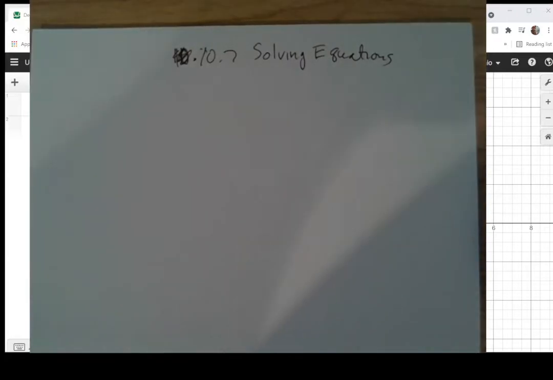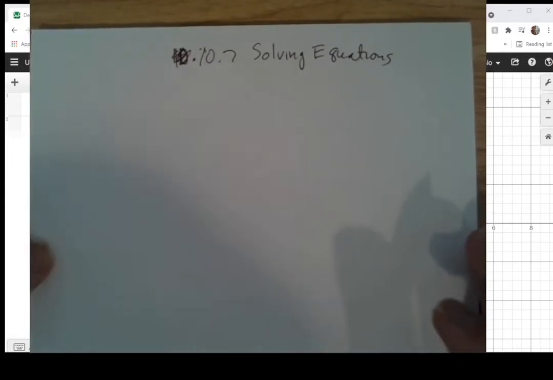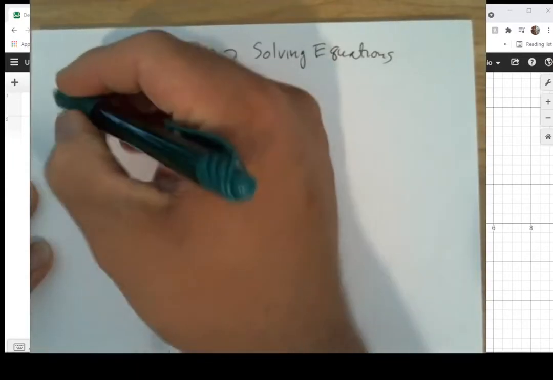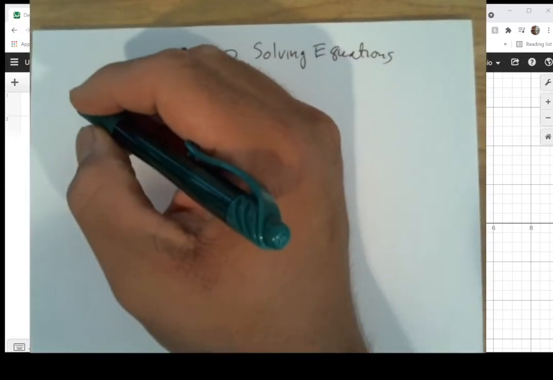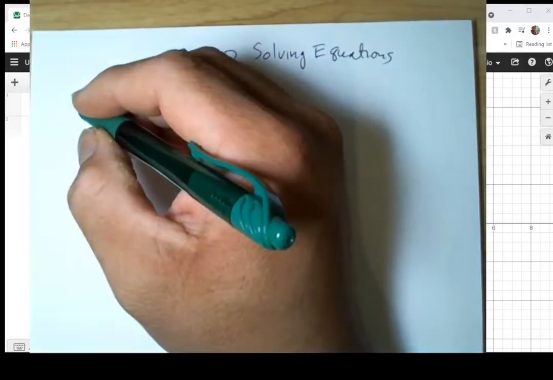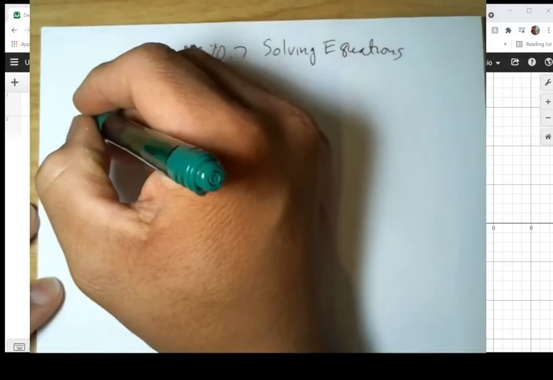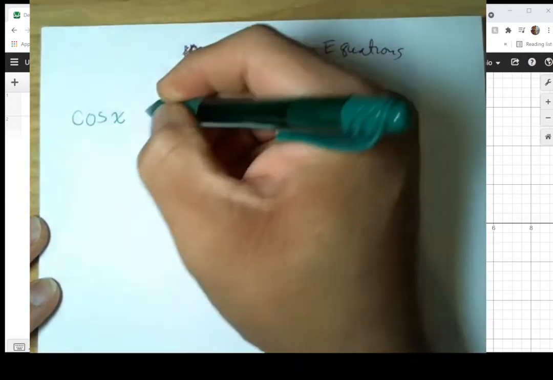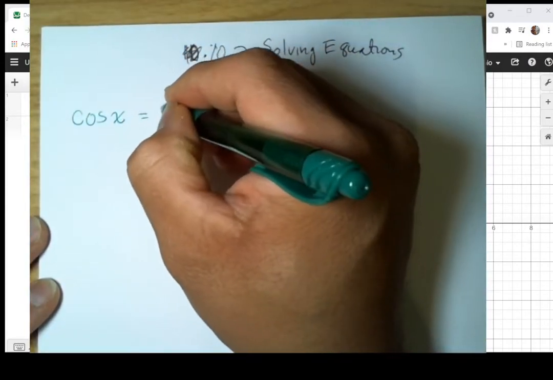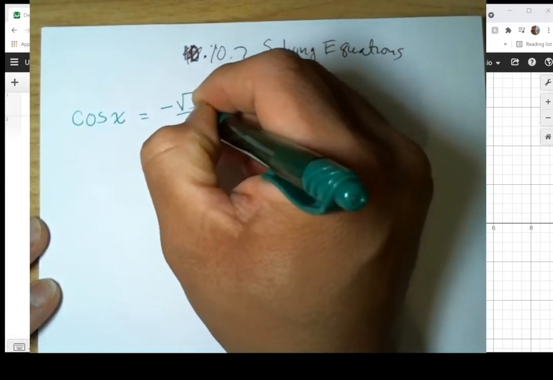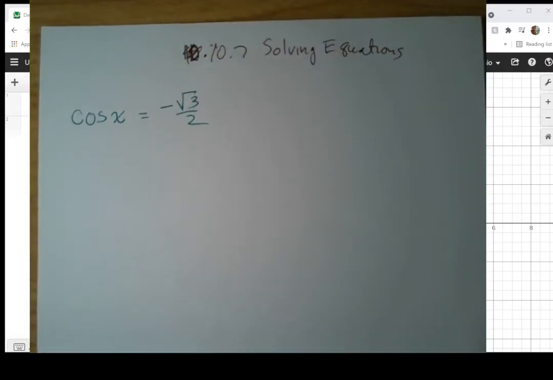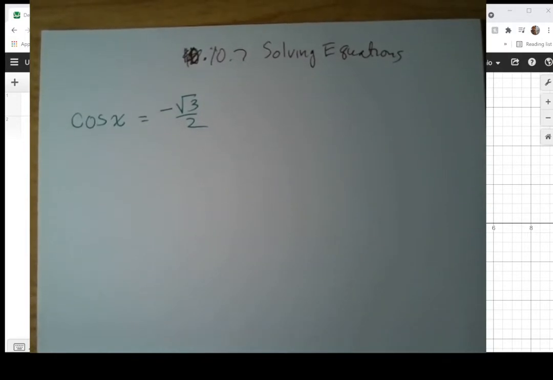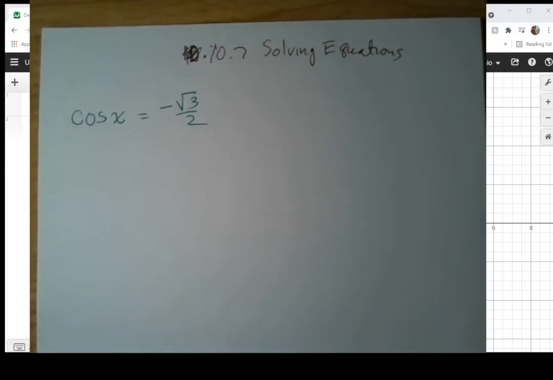Okay, so we're going to go over solving trigonometric equations. Let's start off with the basic one here. Let's say we have cosine of x equals negative root 3 over 2. We see here this is one of the basic angles that we see in our unit circle.